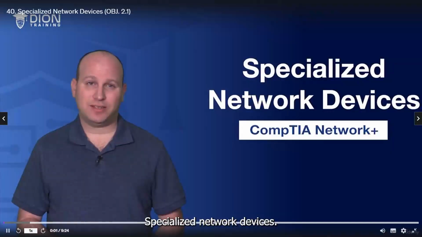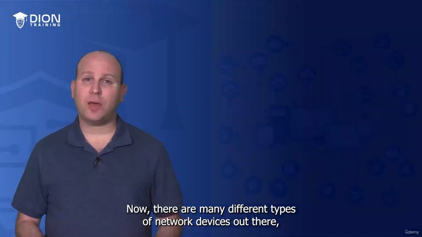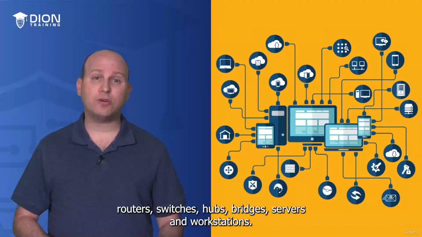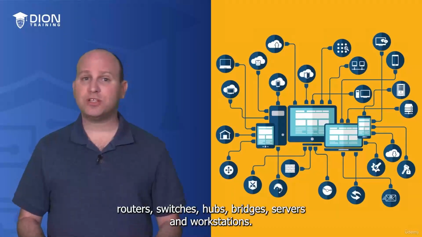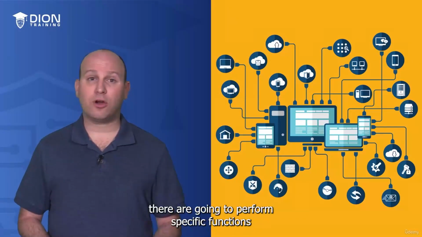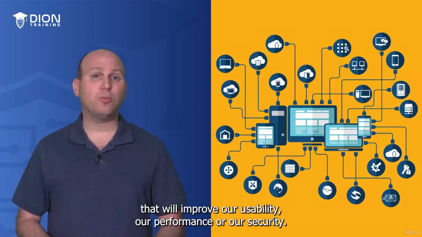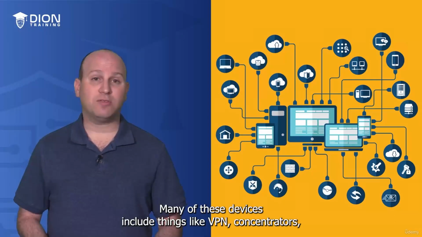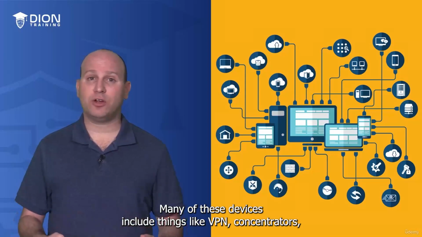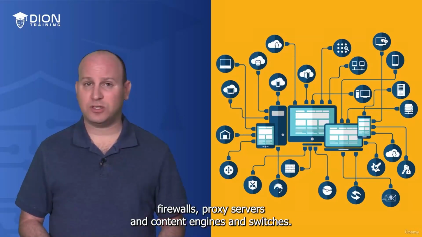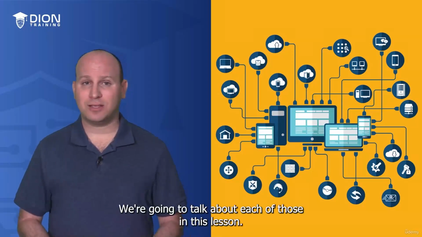Specialized network devices. Now, there are many different types of network devices out there, and there are lots of them that are outside of the standard routers, switches, hubs, bridges, servers, and workstations we've already talked about. Other devices out there are going to perform specific functions that will improve our usability, our performance, or our security. Many of these devices include things like VPN concentrators, firewalls, proxy servers, and content engines and switches. We're going to talk about each of those in this lesson.